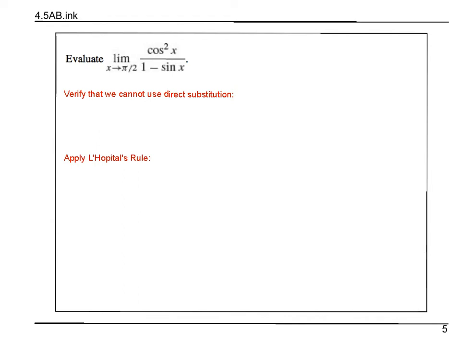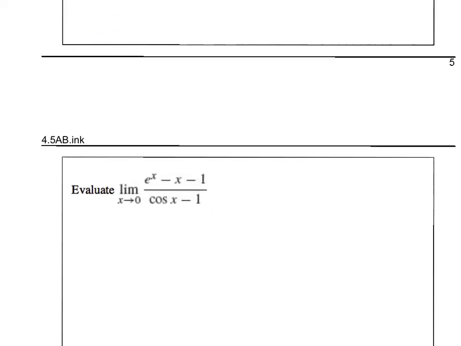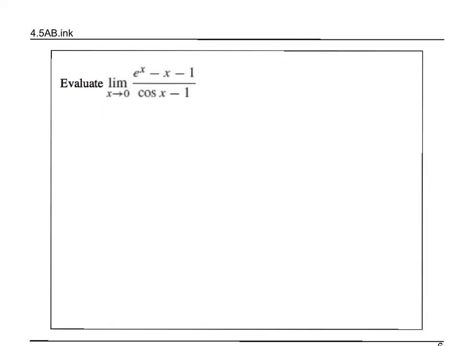So I'm going to leave this one, and let's try one with an e to the x. So quick check, do I get a 0 over 0? E to the 0 is 1, minus 0, minus 1, yep. Cosine at 0 is 1, minus 1, so yes, this is a 0 over 0.